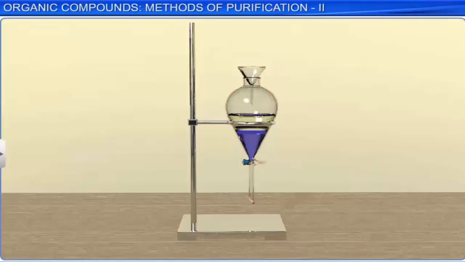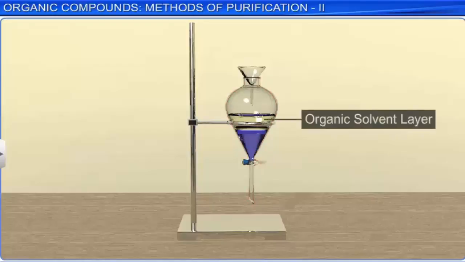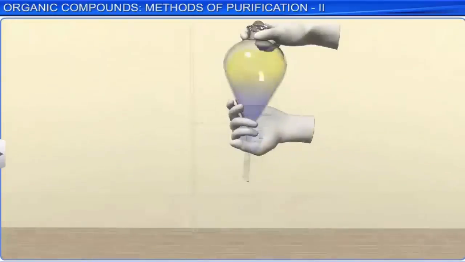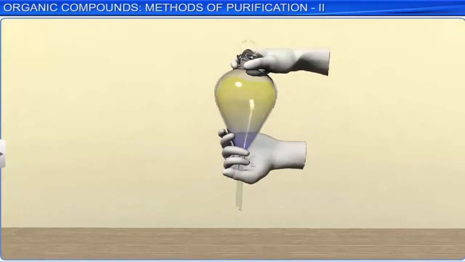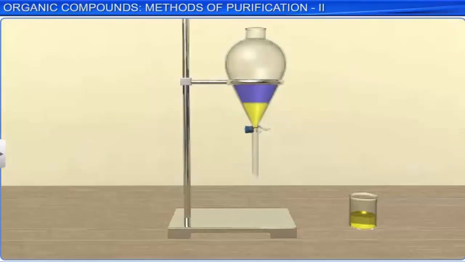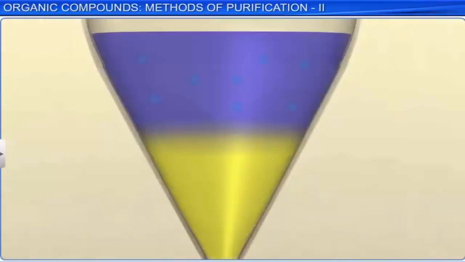Then, a suitable organic solvent is added to the funnel. Next, the funnel is shaken for some time and then it is allowed to stand for some time. On standing, the organic compound and the solvent form two separate layers in the funnel. The organic compound, being more soluble in the organic solvent, goes into the organic layer.